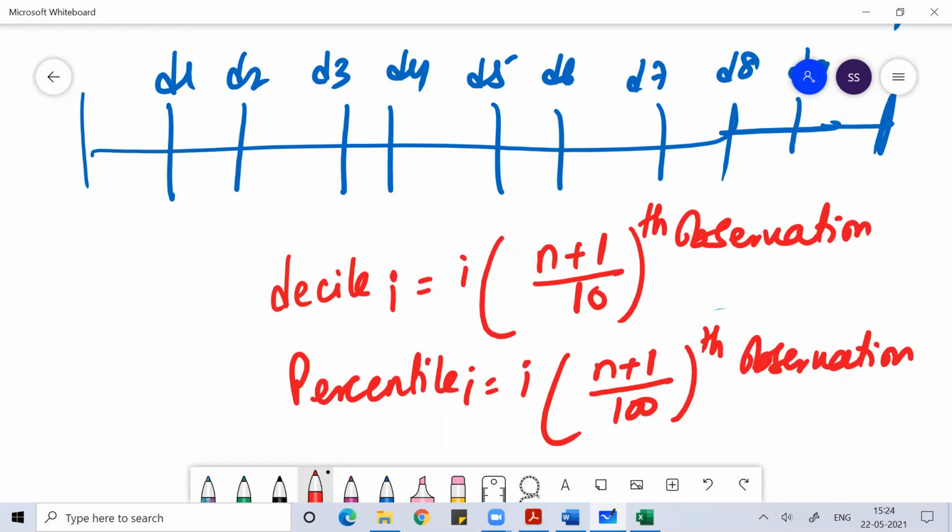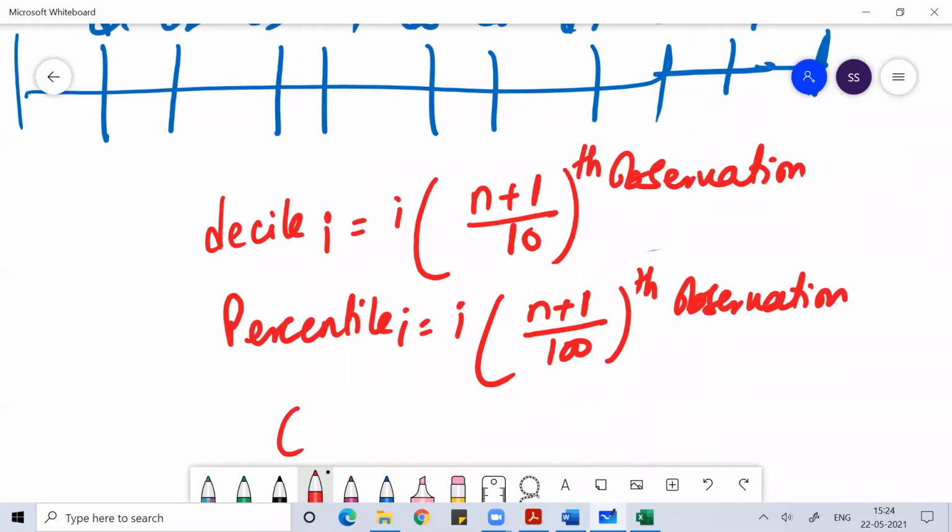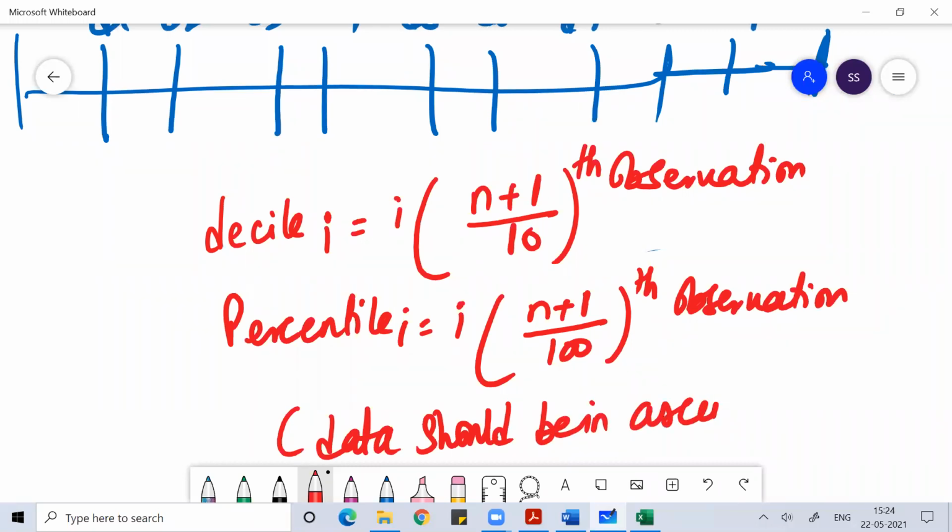Same formula as median, where you did (n plus 1) by 2. For quartile, you did (n plus 1) by 4 into which quartile. Decile also (n plus 1) by 10 into which decile. Here i is any natural number, any positive integer. So you can easily find the decile, percentile. Very important thing, the data should be arranged in ascending order. If your data is in ascending order, you can use this formula and you can find quartile, decile, percentile and all. I hope you people are understanding.